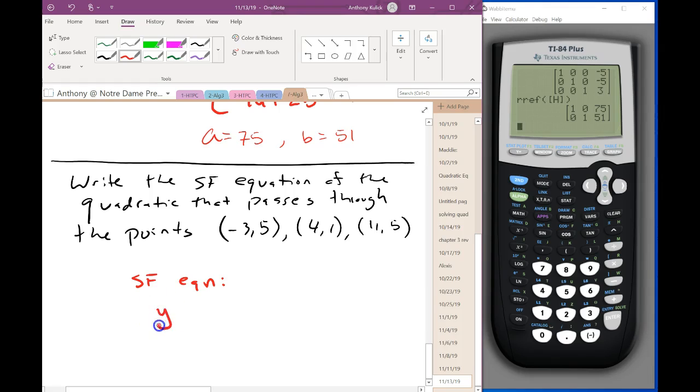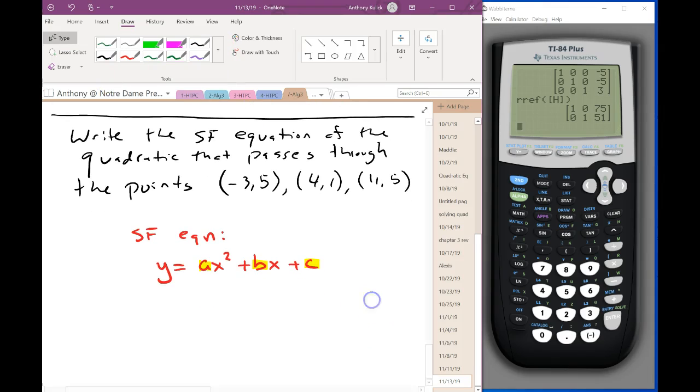I'll help you start. Y equals mx plus b? No, that's a line, not a quadratic. Yeah, ax squared plus bx plus c. So to write this equation, what three things do we have to know? We have to solve for A, B, and C, right? We need to solve for three things.